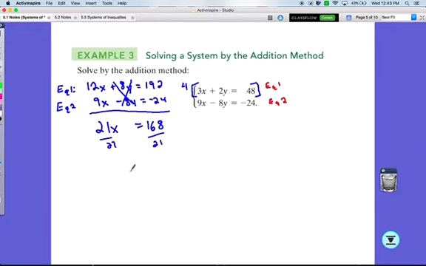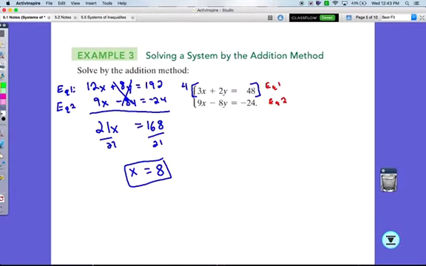All right, and will 21 go in there? It does, it actually goes in there 8 times. 168 divided by 21 is in fact 8. So I've solved for one variable, and so now I'm going to back substitute.